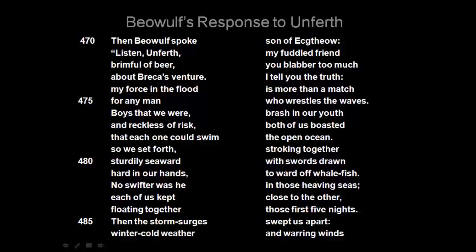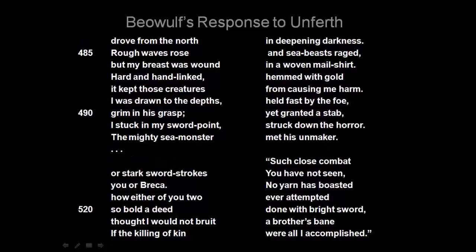Then the storm surges swept us apart, winter-cold weather and warring winds drove from the north in deepening darkness. Rough waves rose and sea beasts raged, but my breast was wound in a woven mail shirt, hard and hand-linked, hemmed with gold. It kept those creatures from causing me harm.